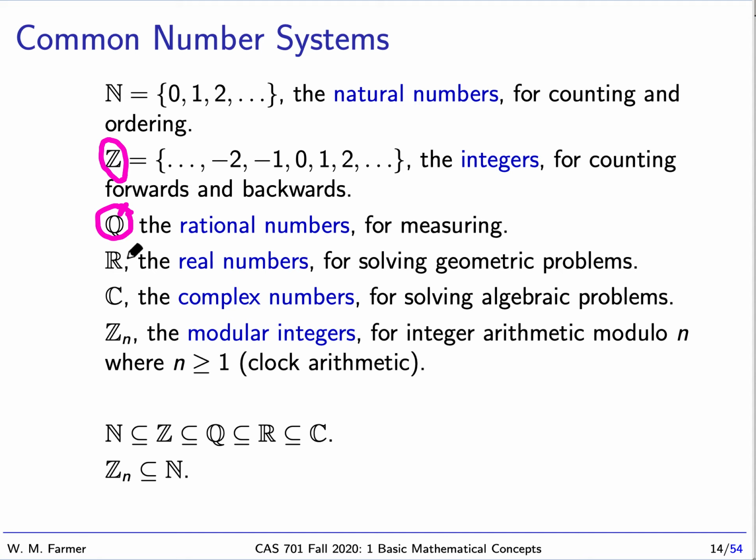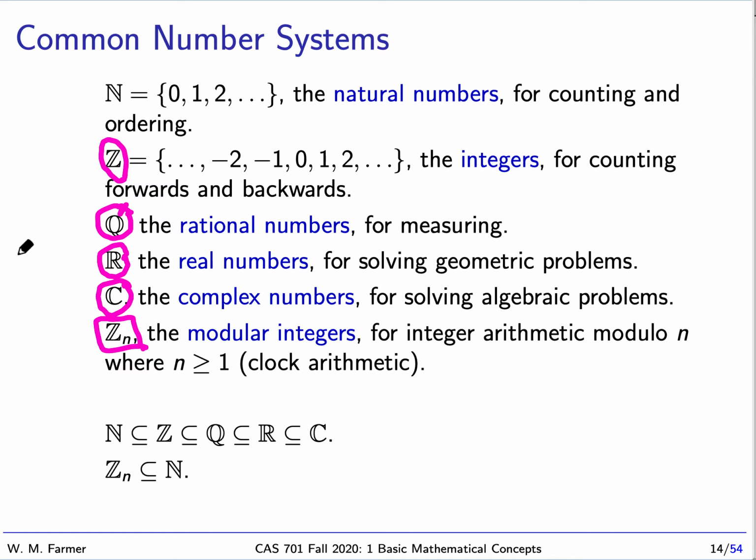And then we have the reals, Blackboard R, which are the real numbers. These are used for solving geometric problems. We have the complex numbers, which is denoted by Blackboard C. These are for solving algebraic problems. We also have a set of numbers called Zn, where n can be any natural number greater than or equal to 1. These are the modular integers, and they're used for doing clock arithmetic.